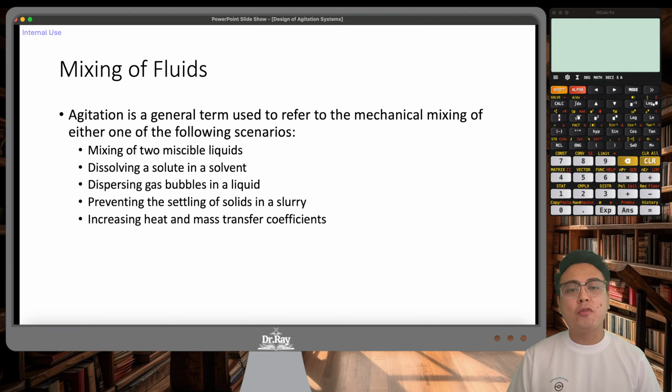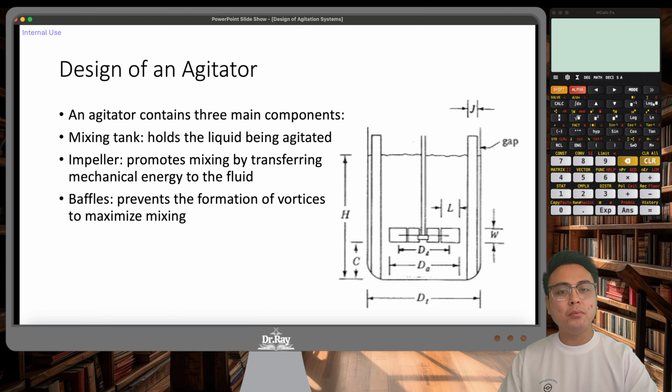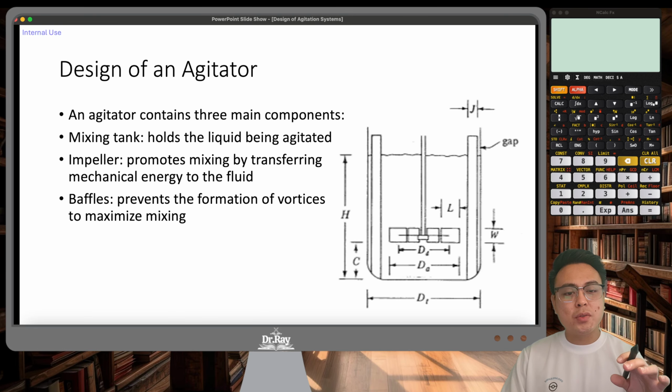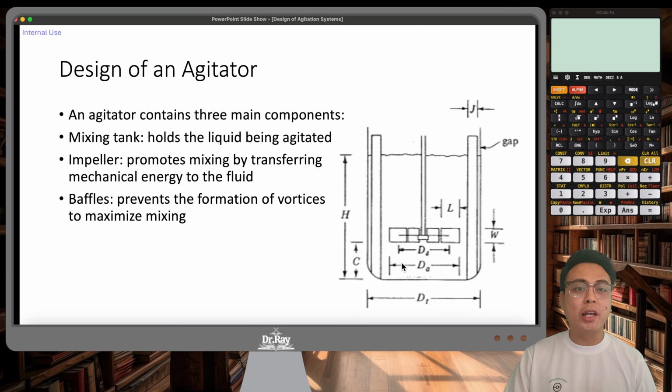If you're still unsure of what an agitator looks like, you can simply think of your blender as a very small agitator. But of course, what we're talking about here are large-scale mixers or large-scale agitators. This is what the schematic of a standard agitator would look like on a large scale.